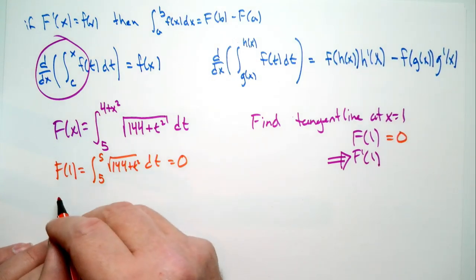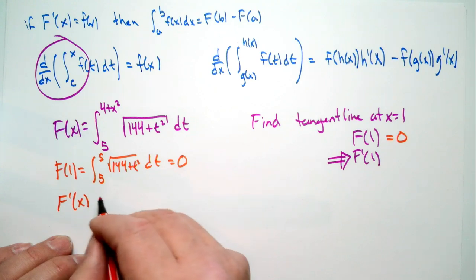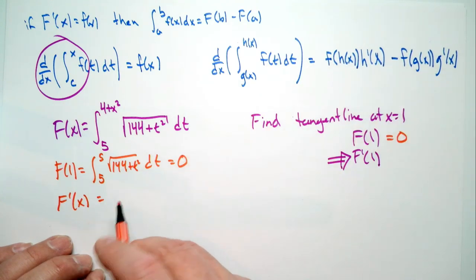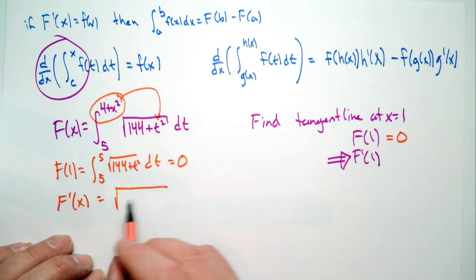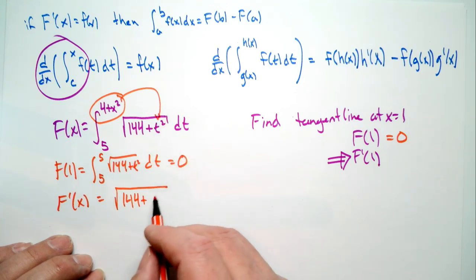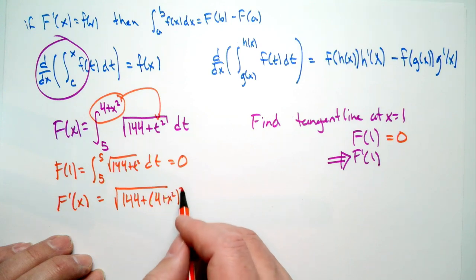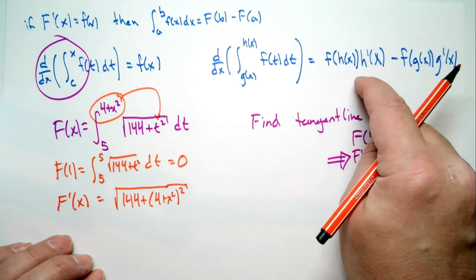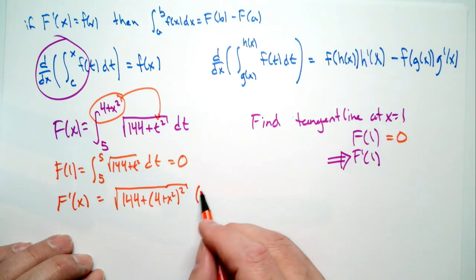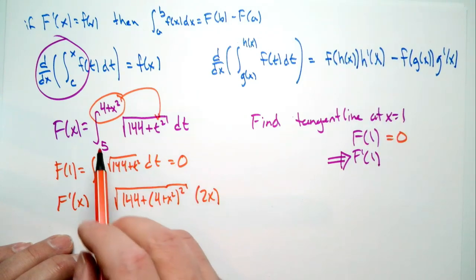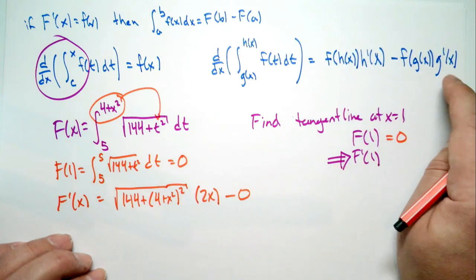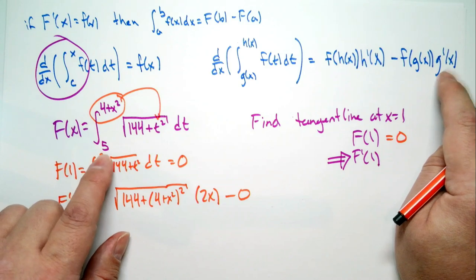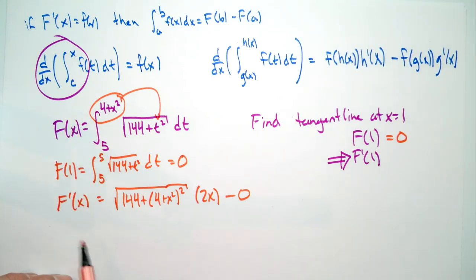Now for F prime, we take F prime of x. So we apply the rule. It says you take the inside, and plug it in wherever you see a t. So the square root of 144 plus (4 plus x squared) squared. So that's f of h of x times h prime, times 2x. And then because it's a constant, we could just put minus 0. You could actually work it out, but because it's a constant, that's our g of x, and g prime of x is 0. Now you plug in 1, and you're like, boy, I hope this is a good number.